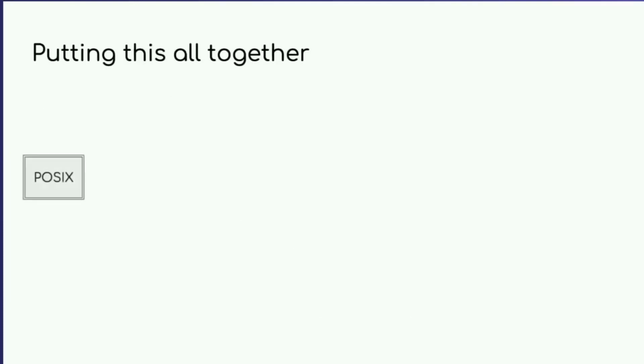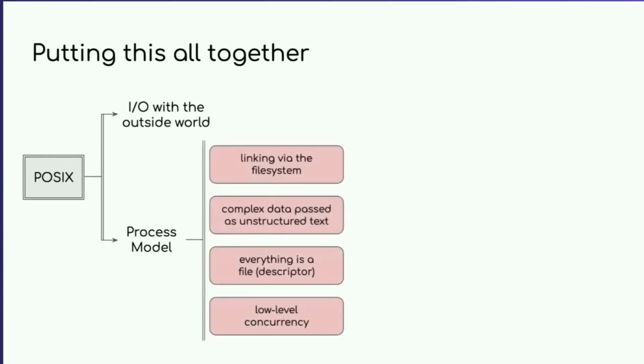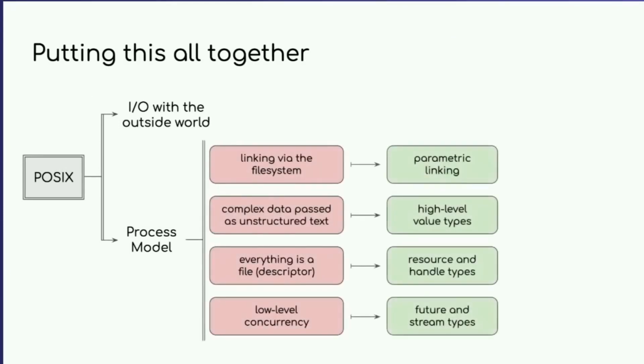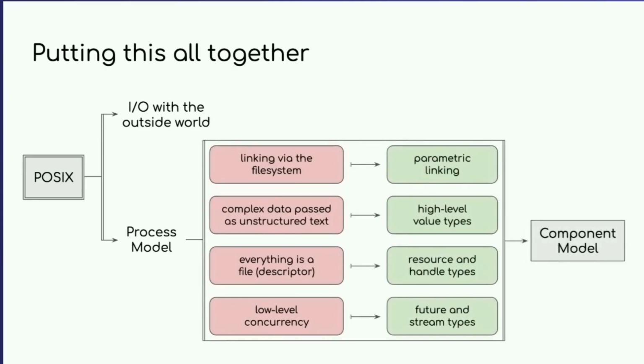So putting this all together, we started with POSIX, which defines I/O with the outside world, and also a process model. We identified 4 pain points with the process model and 4 proposed design alternatives. So performing that substitution is the component model. And it's layered on top of WebAssembly core, WebAssembly providing the portable instruction set that we can now bundle up into these abstract black box reusable units of code.